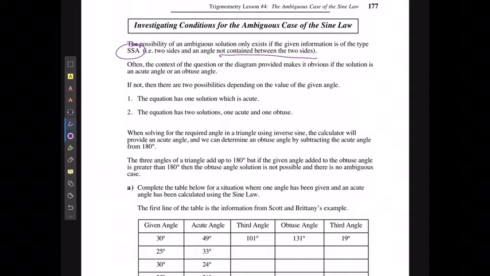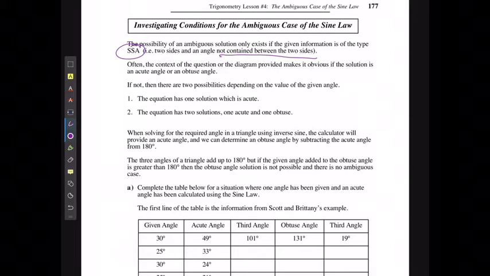Often, the context of the question and diagram provided makes it obvious if the solution is an acute angle or an obtuse angle, but if it doesn't give us enough information in the question and it doesn't show us a picture, then there is potentially two possibilities. So either the equation has one solution which is acute, or it has two solutions, one which would be acute and one which would not.